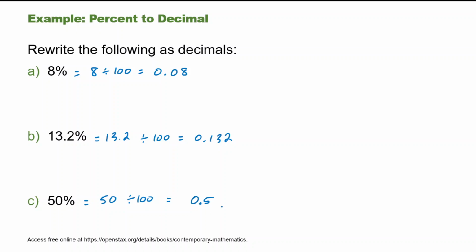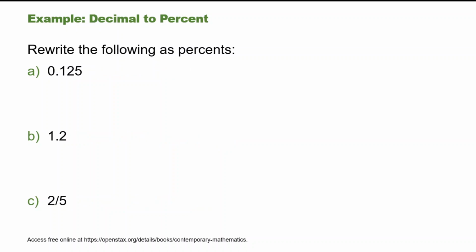Now if we have a percent and we're going to a decimal, you might notice there is a shortcut. If you take the decimal, in the case of 8%, for instance, it's 8.0. If we take our decimal and move it 2 places to the left, we actually find the decimal equivalent. So you can try that on your own. Let's move on to our next question.